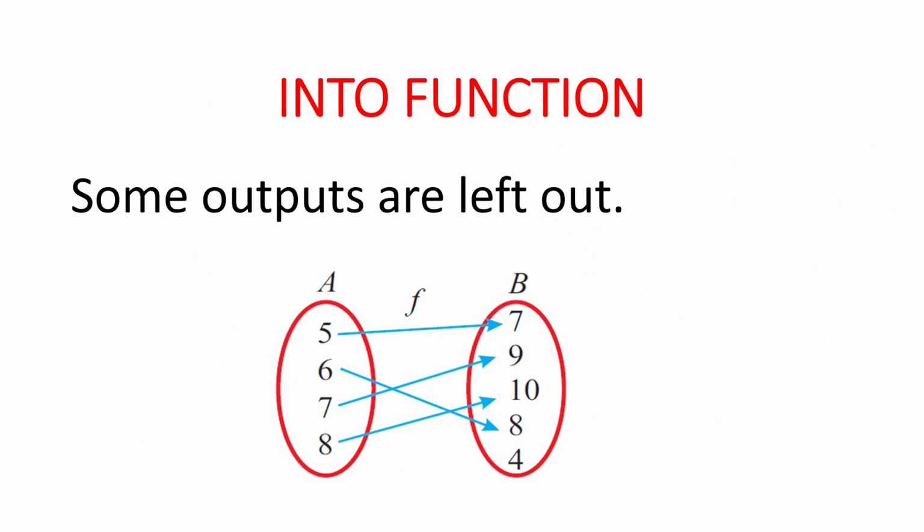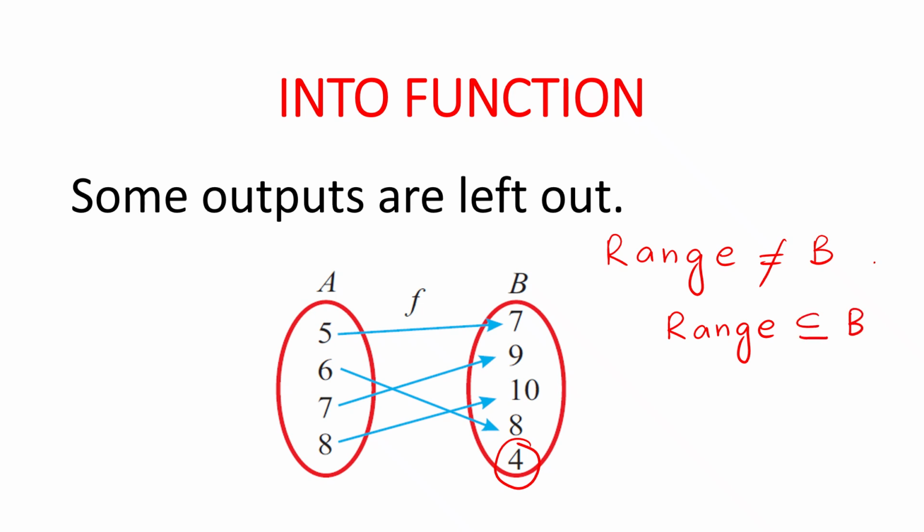Some outputs are left out in an into function. Here in this example, you can see that this 4 is left, means not mapped with any of the input. Or we can say that range of the function should not equal set B. Means range of the function should be a subset of set B.